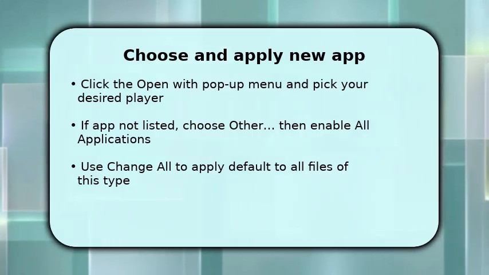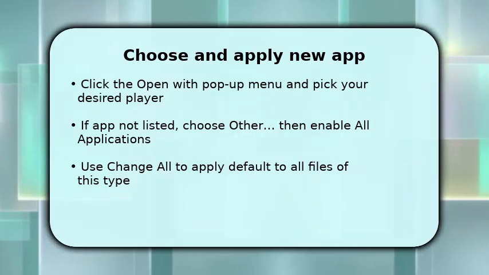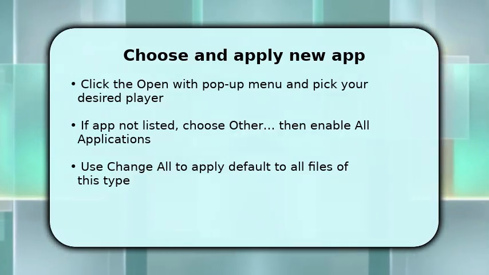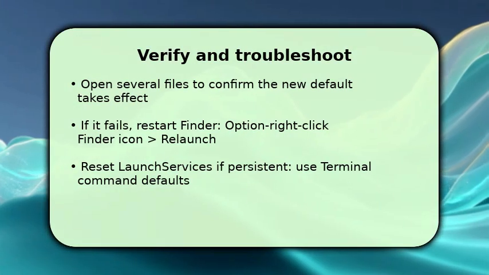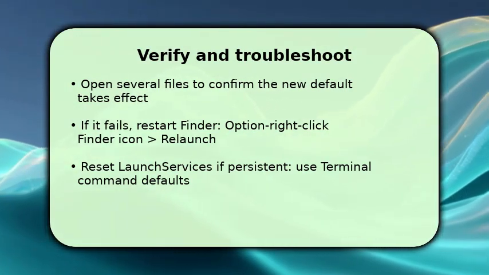Confirm the dialog when prompted. This is how Mac OS maps file extensions to apps, so Change All saves you repeating the process. Finish by opening multiple files of that type to confirm they launch in the new player. This quick check ensures system mapping updated.